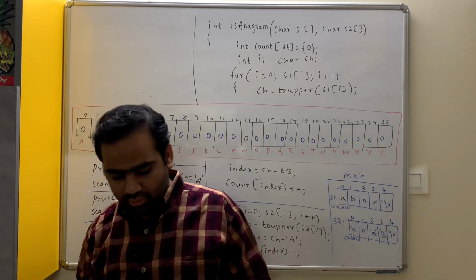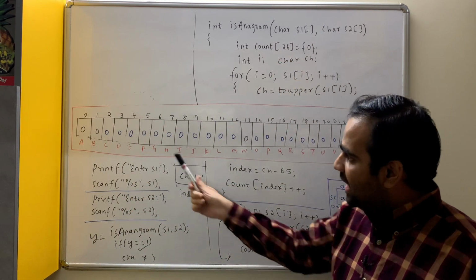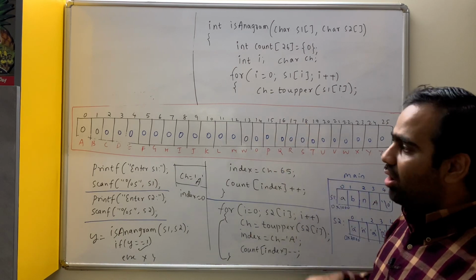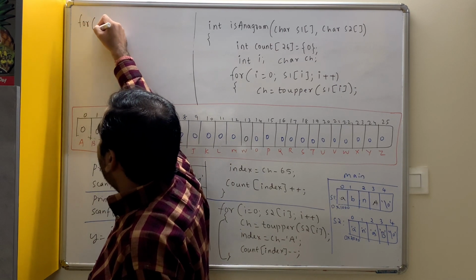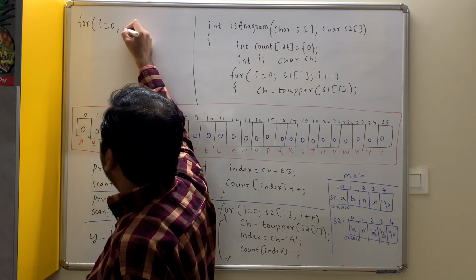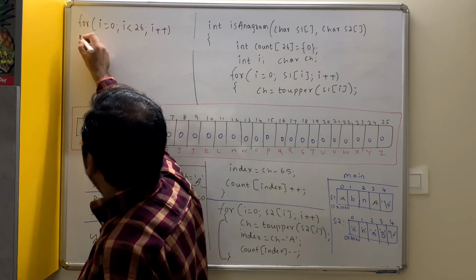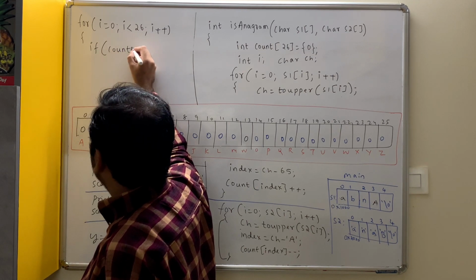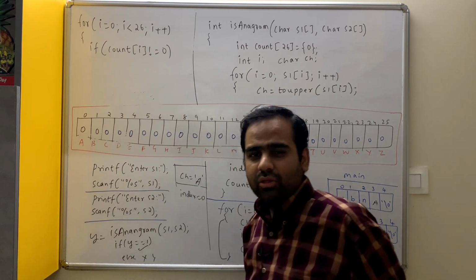Now what I need to check over here, I am continuing the code. I am still in the function isAnagram. I need to check whether every index of the count array is 0 or not. Now how do I do it? For the value of i is 0, i less than 26, because there are 26 characters, i plus plus, and what I do here is, if count of i is not equal to 0.